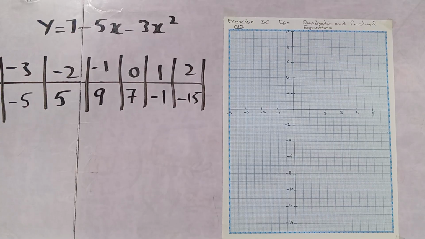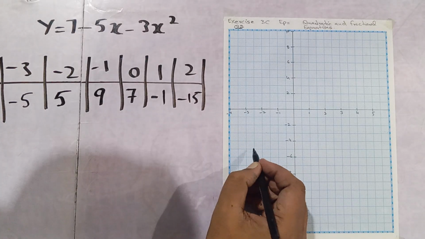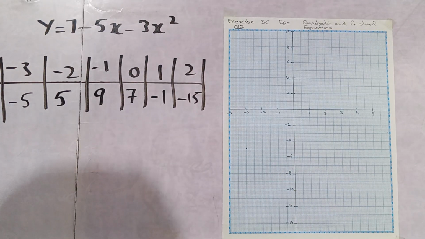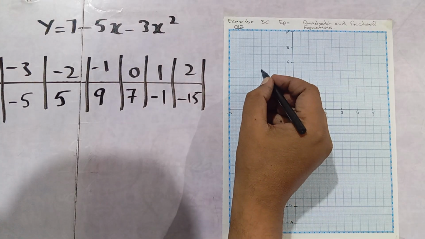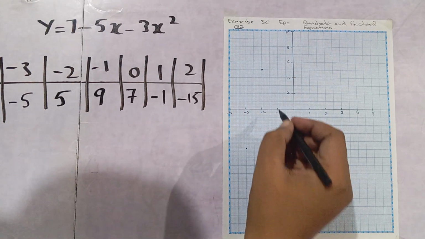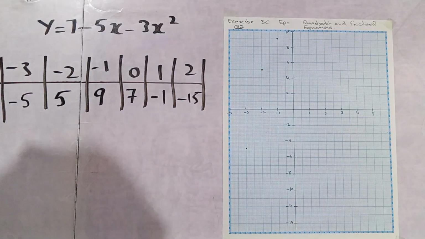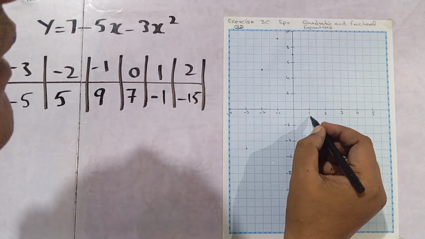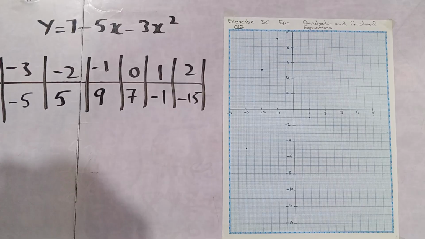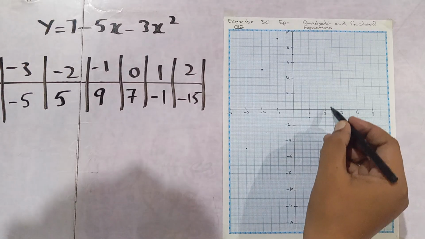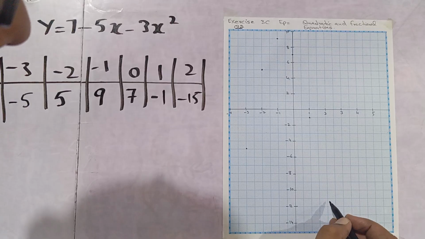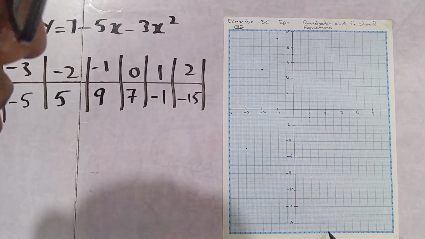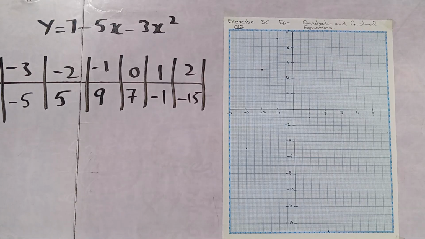If I want to plot this graph, at minus 3 it is minus 5, at minus 2 it is 5, at minus 1 it is 9, at 0 it is 7, at 1 it is minus 1, and at 2 it is minus 15. So you see the points I plotted.